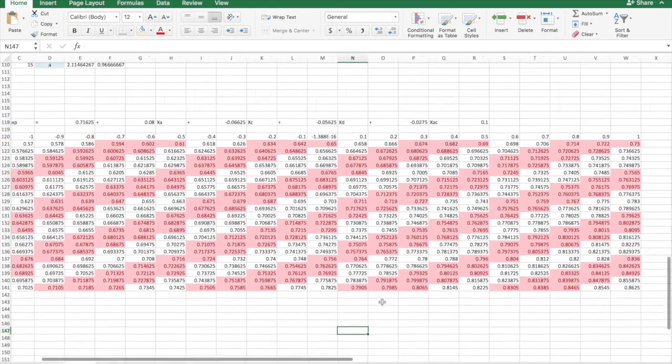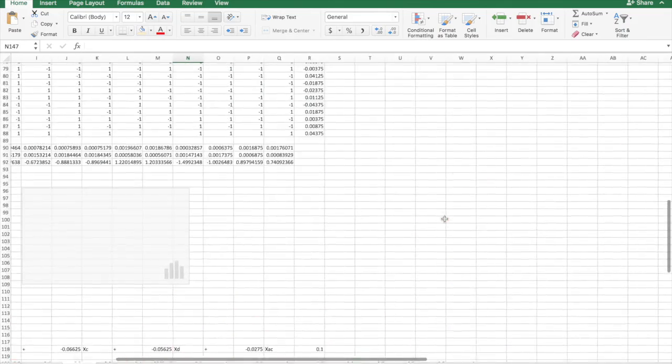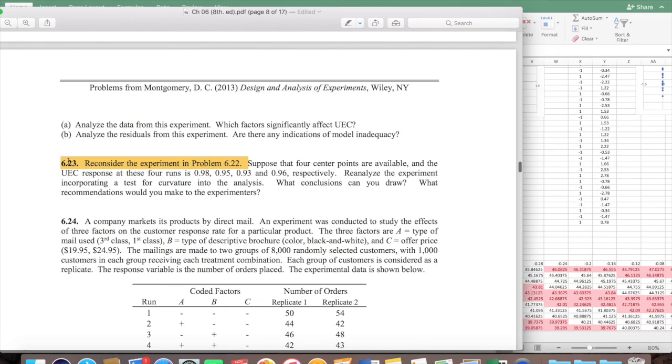So yes, indeed, we have a contour plot with straight lines. And now the last part of the problem has to do with the pure quadratic test. For example, on problem 6.23, we are asked to reconsider the experiment in problem 6.22 and add 4 runs, which are 0.98, 0.95, 0.93, and 0.96. And they ask us to reanalyze the experiment and test for curvature.